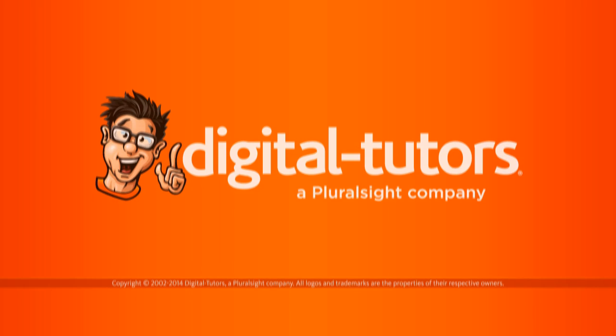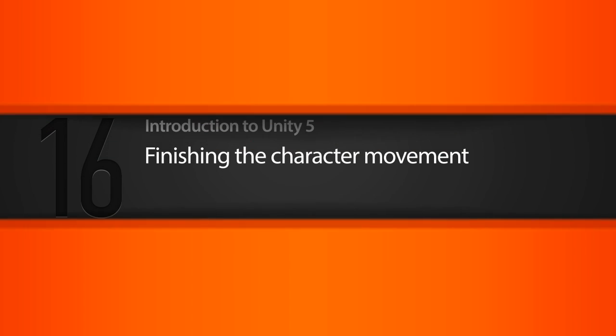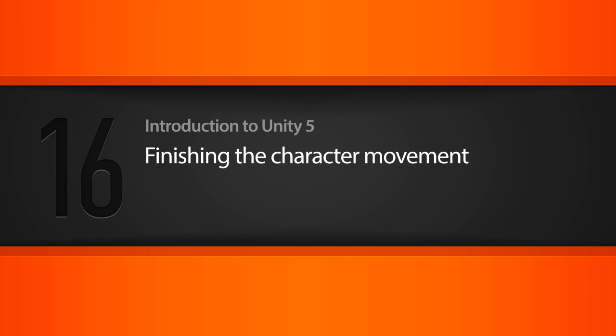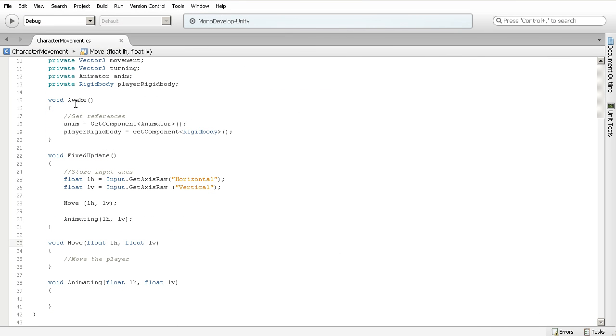In this lesson, we're going to finish out our character movement script. All right, so in the last lesson, we set up our variables. We also set up our awake and fixed update functions, and we started to set up our move and animating functions. So let's go ahead and start off with the move function.